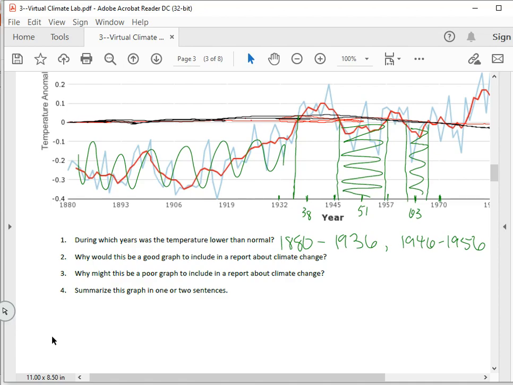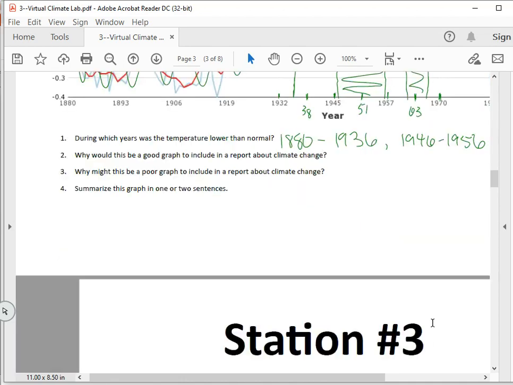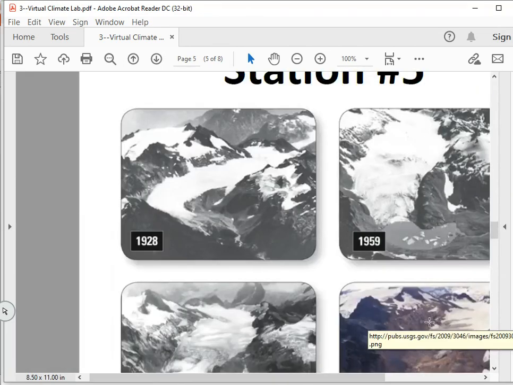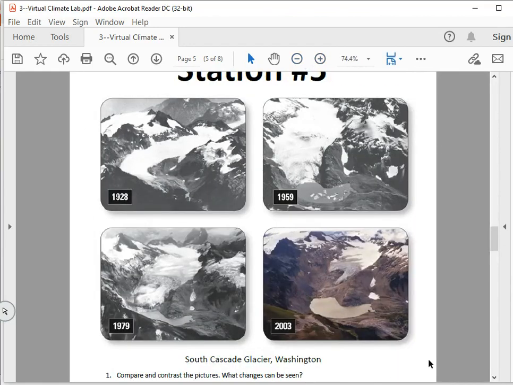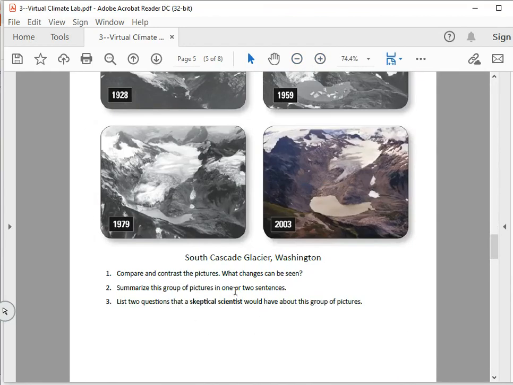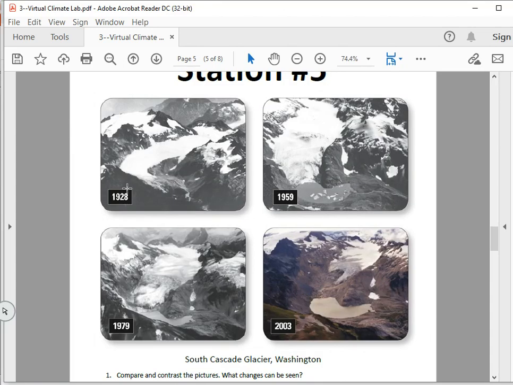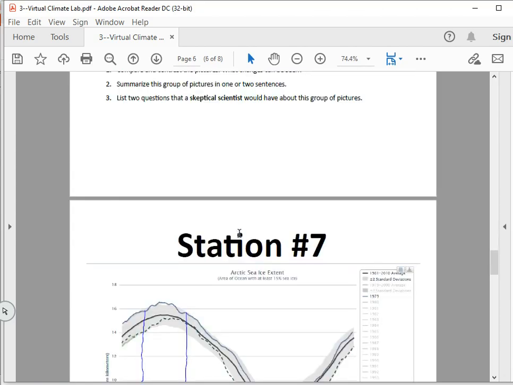Number 4, summarize this graph in 1 or 2 sentences. I'll leave that up to you. All right, you should be able to do that. Station 5 is looking at these pictures, comparing and contrasting what changes can be seen, summarizing, and listing 2 questions a skeptic might have about these pictures. I'm going to leave those up to you. I think you can do those just fine.